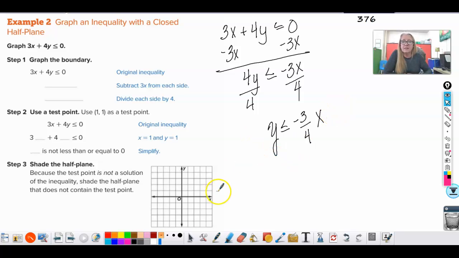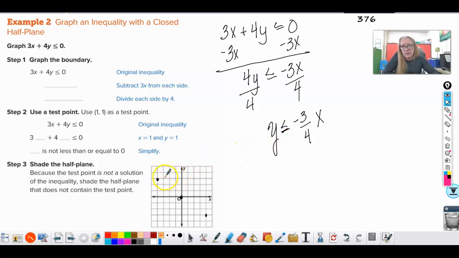So our y-intercept is 0, so we put a dot here. Our slope is -3/4, so that would be down 3, 1, 2, 3, right 4, 1, 2, 3, 4. Alternatively, we could go up 3 and left 4. And this is going to be a solid line because this is an or equal to.